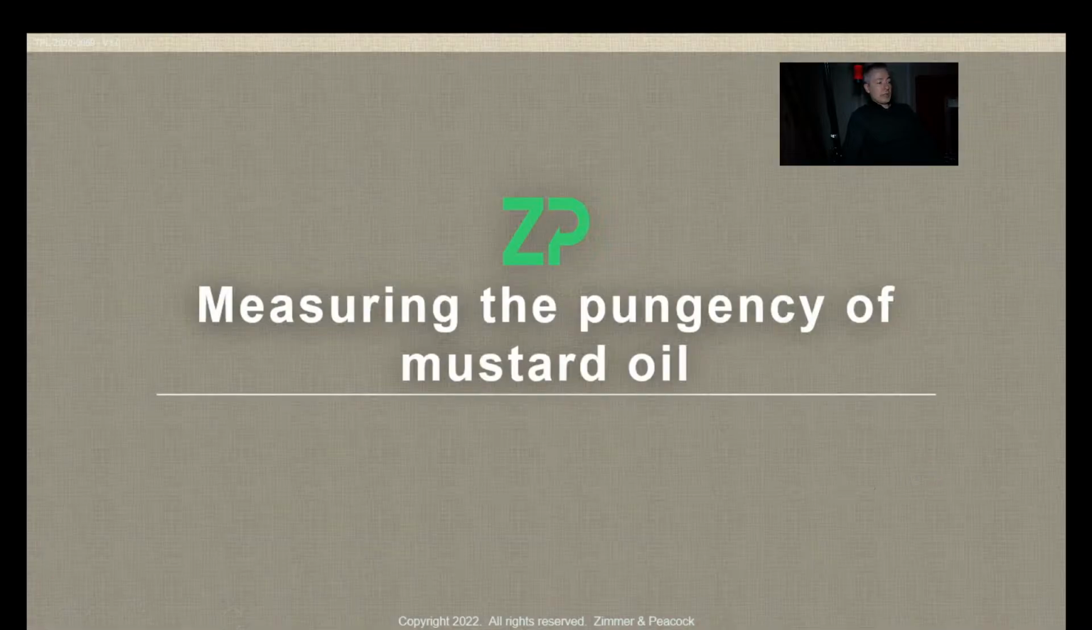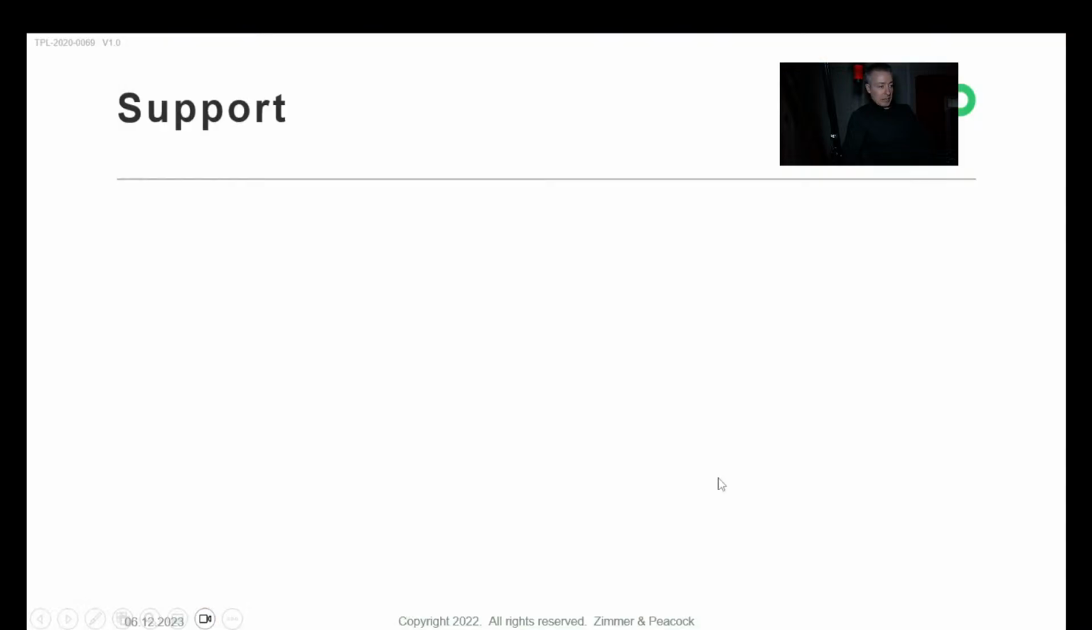This week I will talk about FoodSense generally, but I'll also touch upon measuring the pungency of mustard oil. There's a molecule in mustard oil called Allyl Isothiocyanate, which I will be thinking about while talking about this.